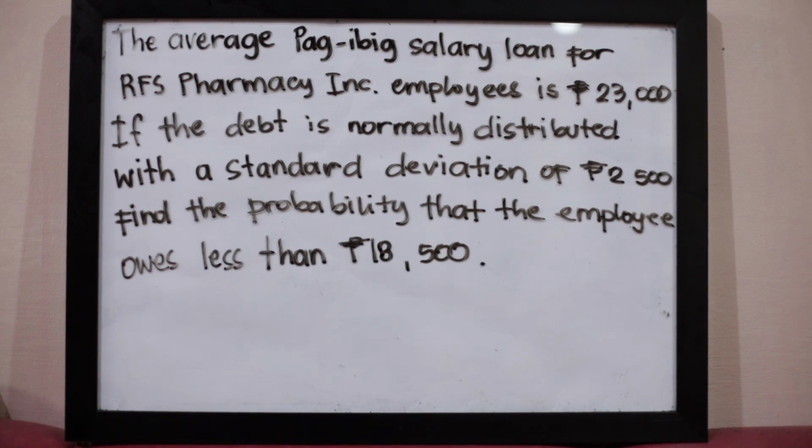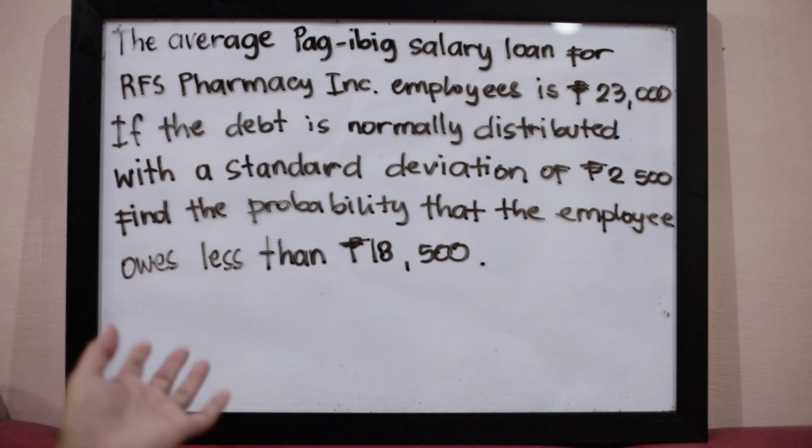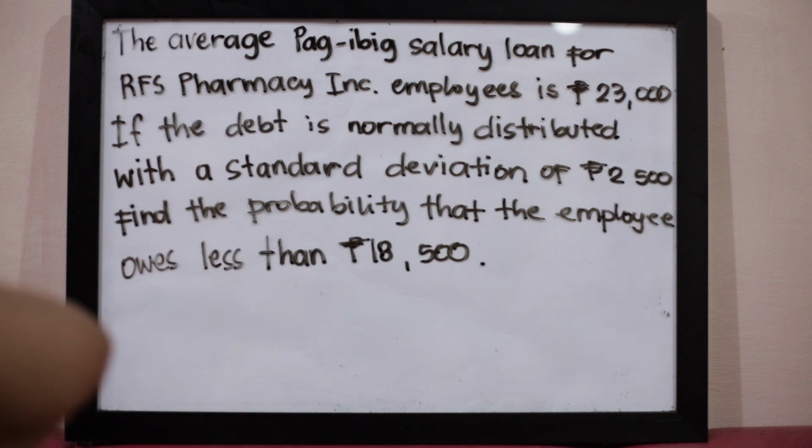Now that we already know how to rewrite raw scores to Z-scores, and we also know how to get the areas under the normal curve, we can now proceed with the applications of the normal curve. When we say applications, we will now solve word problems under normal distribution. Let me give you an example on how we are going to solve word problems under the normal curve.